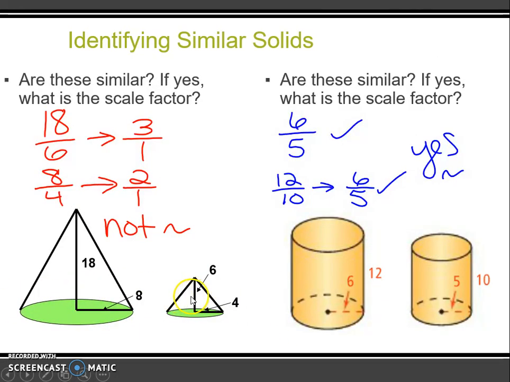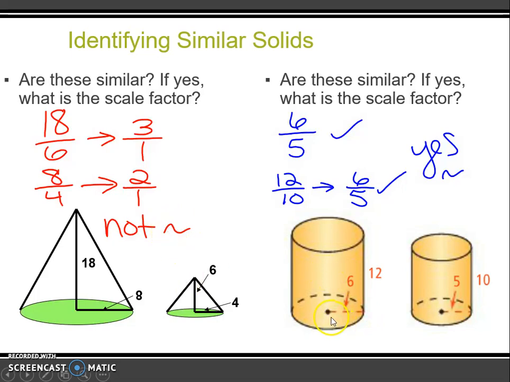So take a look at these two cones. Are these similar? If yes, what is the scale factor? So you do 18 over 6, 8 over 4. 18 over 6 is a 3 to 1 ratio. 8 to 4 is a 2 to 1 ratio. Not similar.